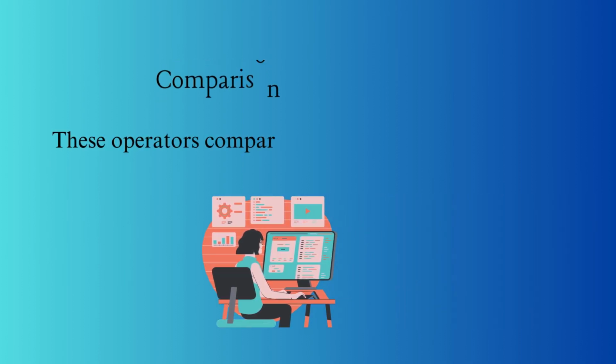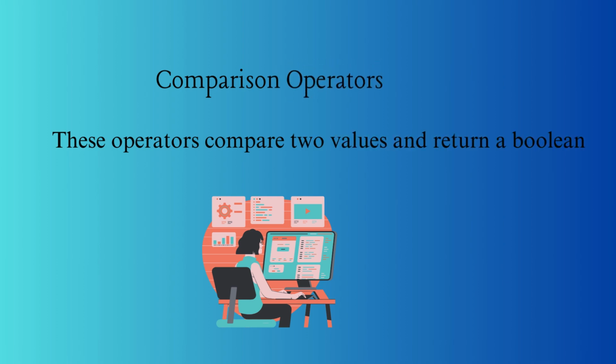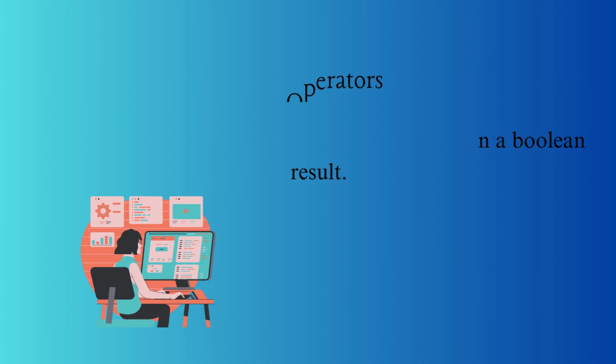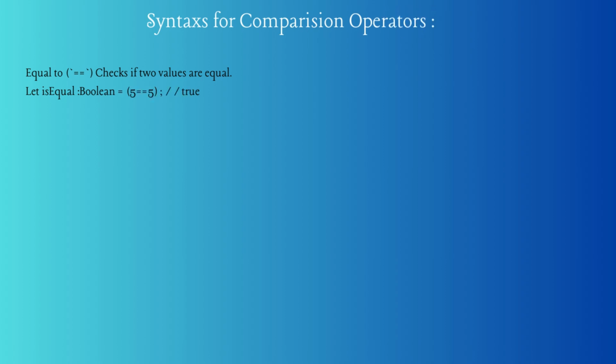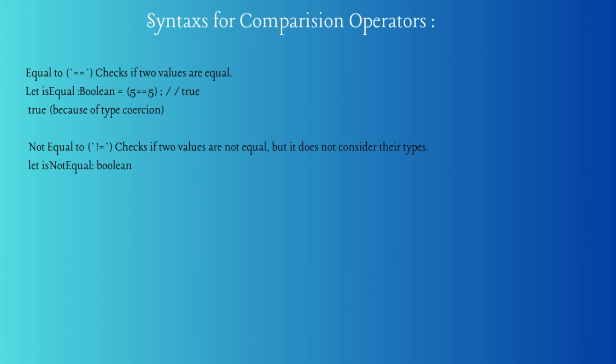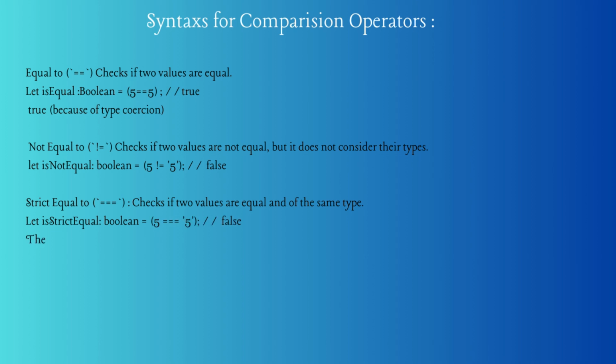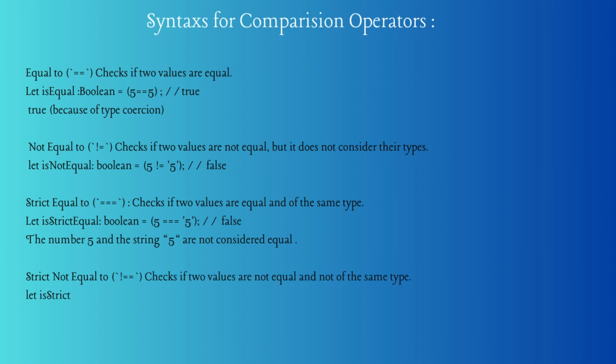Comparison operators. These operators compare two values and return a Boolean result. The first comparison operator is equal to, where we'll check whether the two values are equal. Second, we'll look at not equal to, where we'll check for values that aren't equal, but not considering their types. We have strict equal to, in which we will strictly check that the two values must be equal. After that, we have strict not equal to, in which we will check if the two values are not equal or they have the same type.